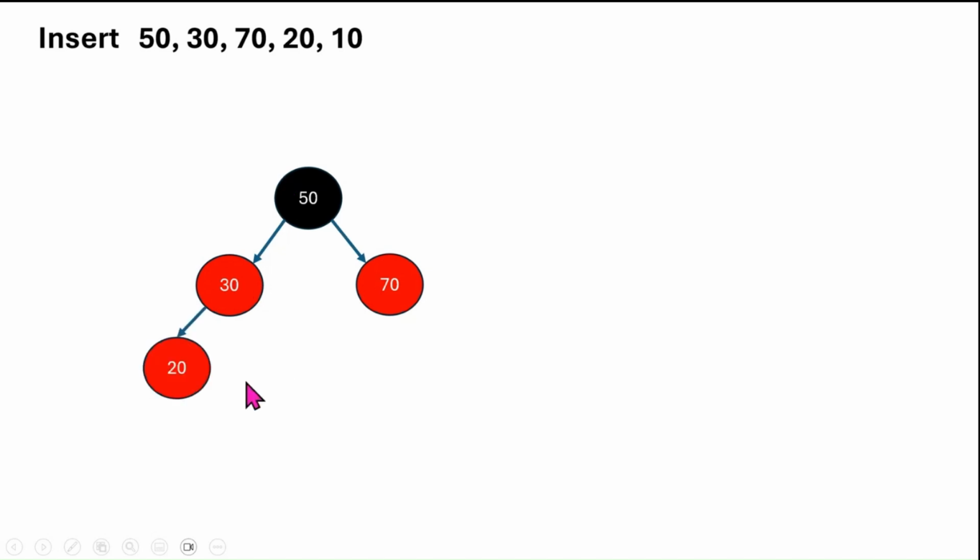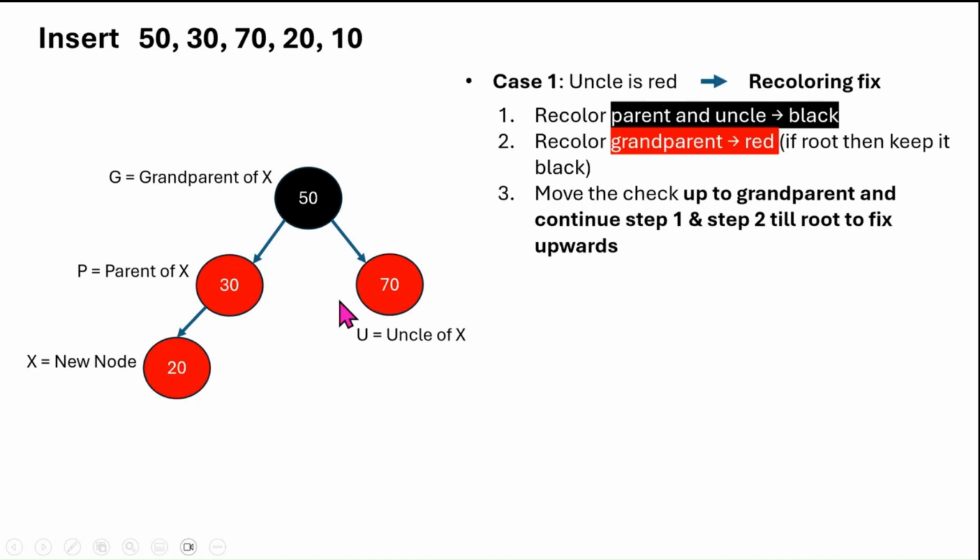Now 20 is added as a left child of 30. So here if you see, it is a red violation. So what will be the case here? Let's say X is 20, which is the new node. This is the parent of that new node and this is the grandparent. And this is the uncle of the new node. So the uncle of X is also red. So case one will get applied here.